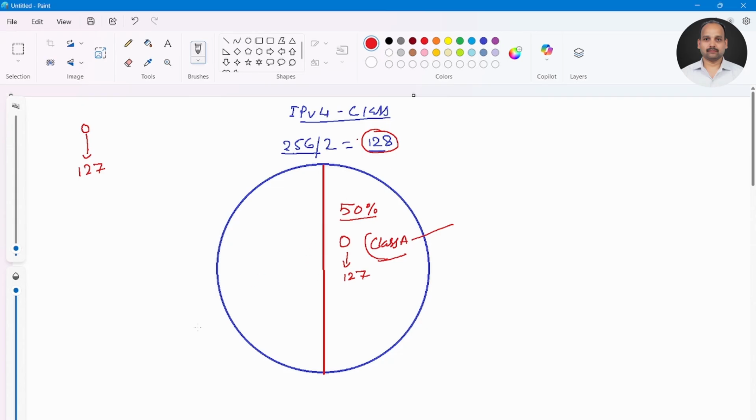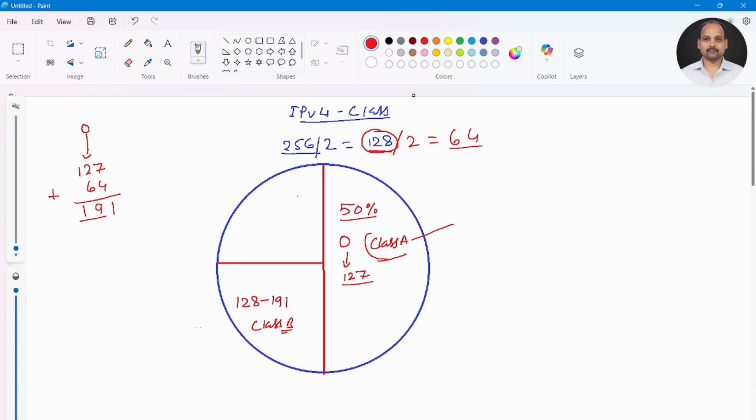Now you have only 128 values left. Again the organization divided this 50% into two parts, two equal parts of 64. Since you already ended at 127, the range will start from 128 to 191. And this is called class B.